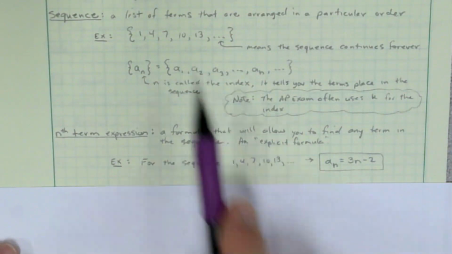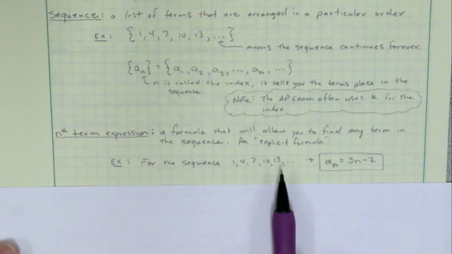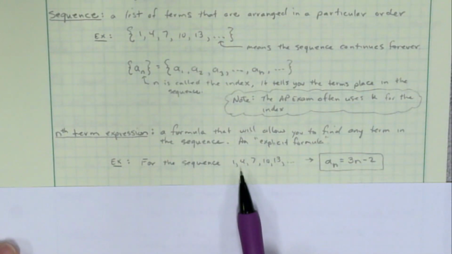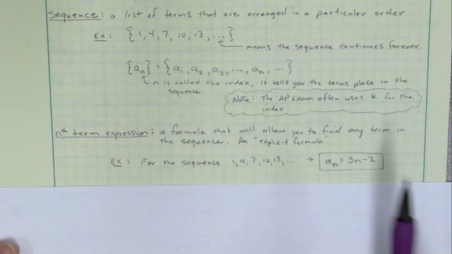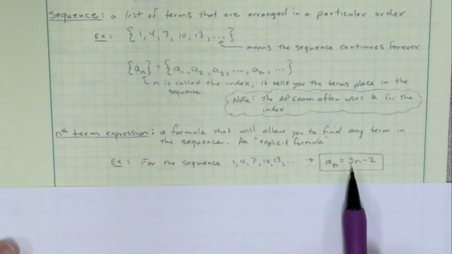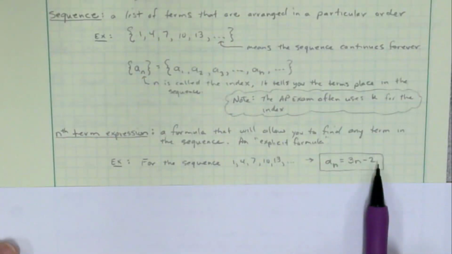For the sequence I just showed you, 1, 4, 7, 10, 13, what is the pattern we notice? That's where we do the common difference. You see that we're just adding 3 each time. If I add the same number each time, then it's going to be 3 times n, and then to get the rest of the numbers you need to subtract 2.